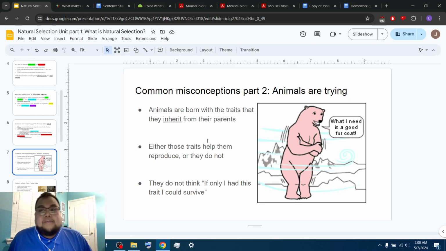So you need to emphasize that animals are born with traits that they inherit. And if those traits help them reproduce, then that trait will proliferate or become more prevalent in the environment. Animals do not think to get traits. All right, remember that you need to hammer that natural selection is a force of nature. All right.